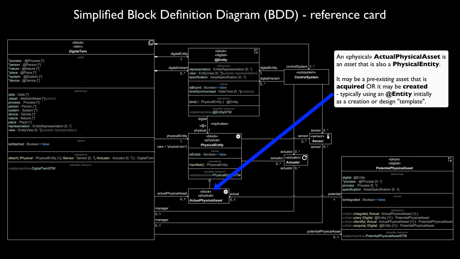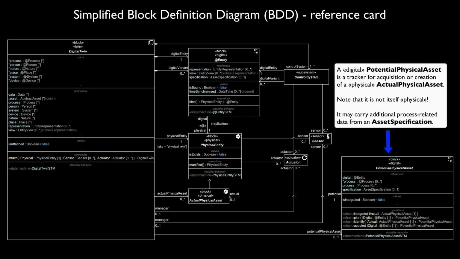An actual physical asset is an asset that is also a physical entity. It may be a pre-existing asset that is acquired, or it may be created, such as built or manufactured in a factory, typically using a digital entity initially as a creation or design template.